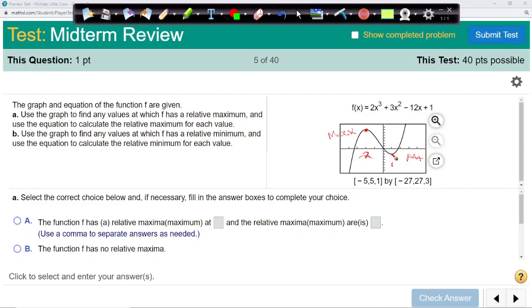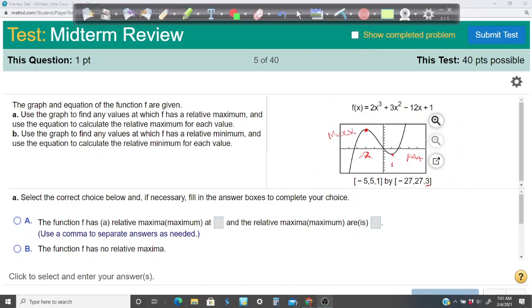But to find the value, I guess we could kind of see it. Does that look like 2? It could be. But here's our window. Our y's are going from -27 to 27, and they've got each tick equals 3, so it's actually probably going to be like -6 here. Anyway, what they want us to do is to use our graphing calculators.